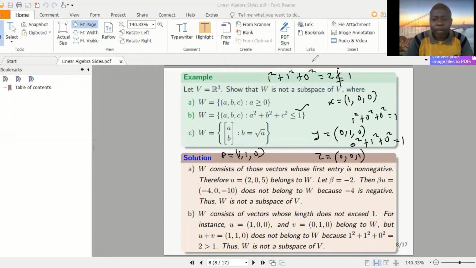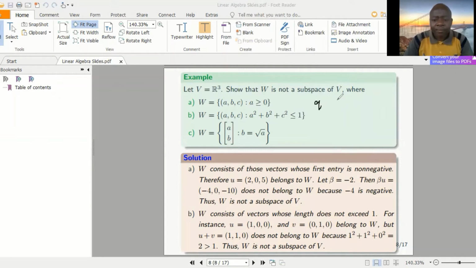Let's try another vector Q: a quarter, 0, 0. Because we're not given conditions on the elements, whether they should be fractions or whole numbers, let's see. What is a quarter square? Plus 0 square plus 0 square, the same as 1 out of 16. 1 out of 16 is less than 1. So this vector is in W.